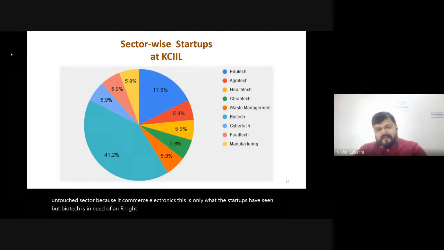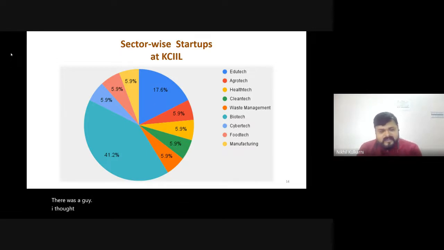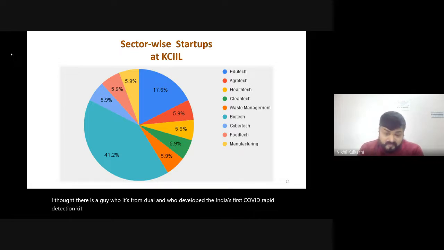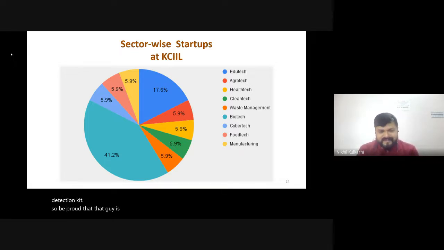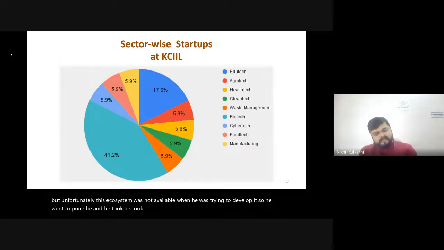Again, let me tell you, my friend, in the previous slide I shared one startup which was unbelievable from Dhule. There is a guy from Dhule who developed India's first COVID rapid detection kit. Be proud that that guy is from Dhule. But unfortunately, this ecosystem was not available when he was trying to develop it. So he went to Pune, took the support from the incubation centers in Pune, and then the product actually came into the market.